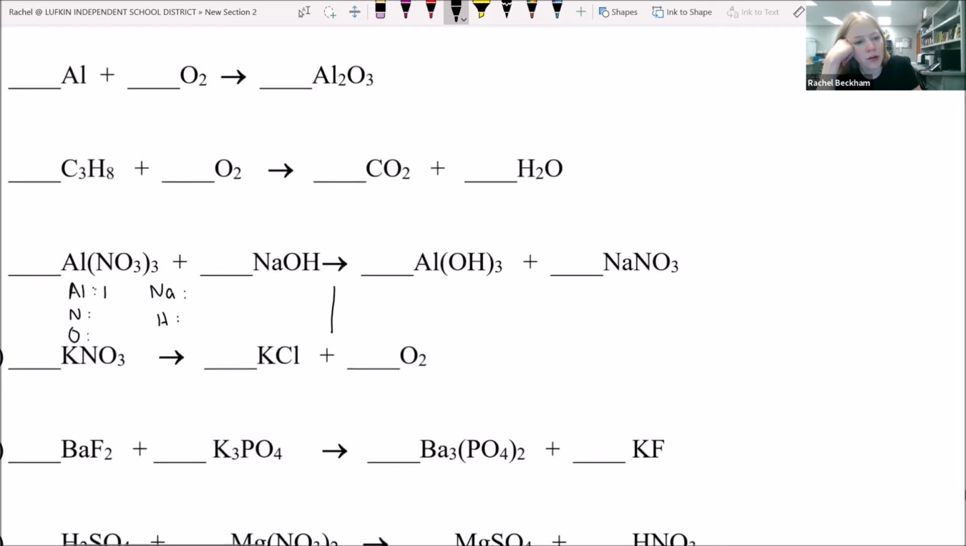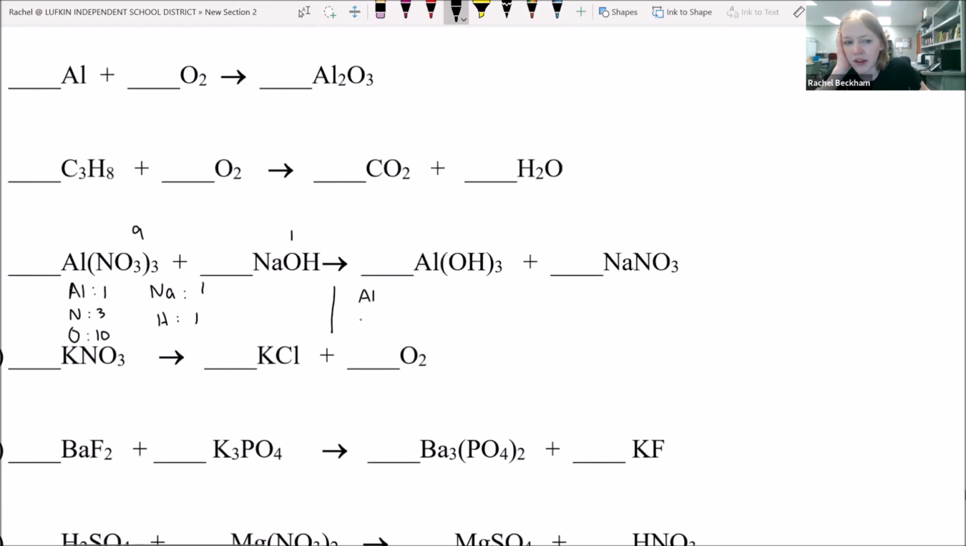I've got one aluminum, just one. And then the nitrogen in here is in parentheses. It's being multiplied times this 3. So 3 times 1 is 3. And then for oxygens in here, I've got 3 times 3. I've got 9 oxygens right here. And I've got 1 oxygen right here for a total of 10, right? And then I've got 1 sodium and 1 hydrogen, okay?